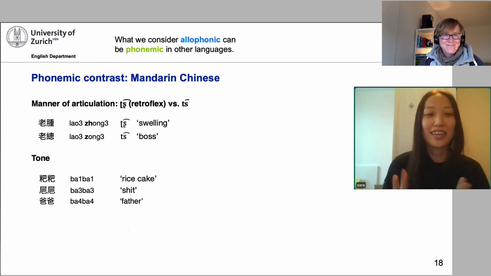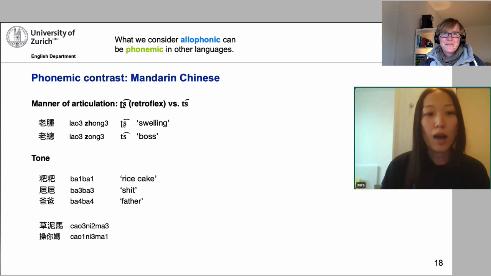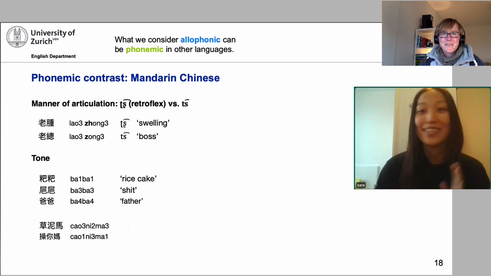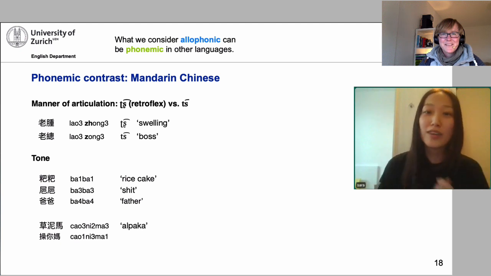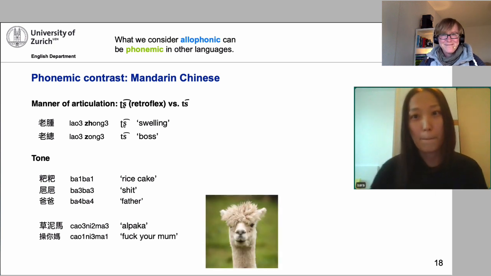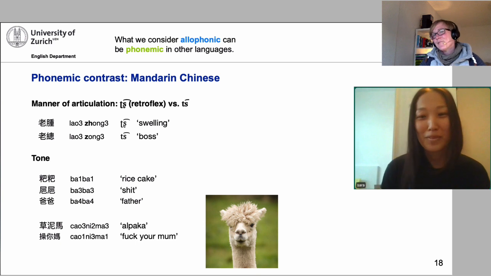So again, two phrases. The first one is 草泥马. The second one is 草泥马. So now you can hear the difference, I guess. But the difference in the meaning: the first one is a very lovely animal, an alpaca. And the second one is fuck your mom. So you really don't want to mix these up.